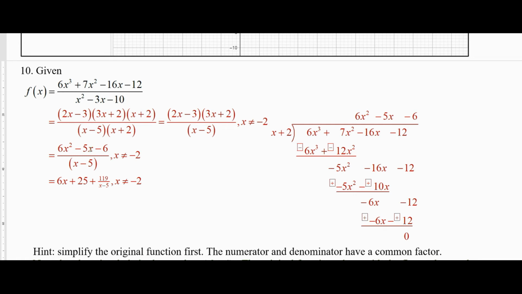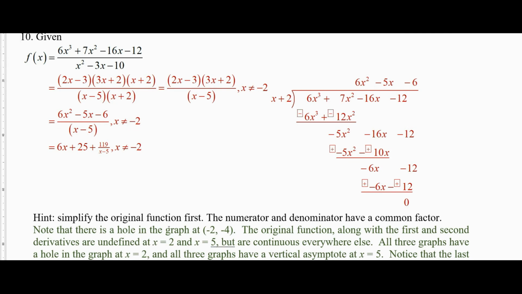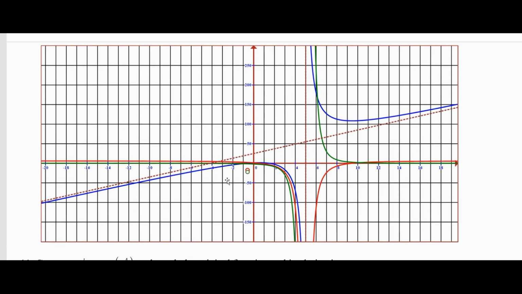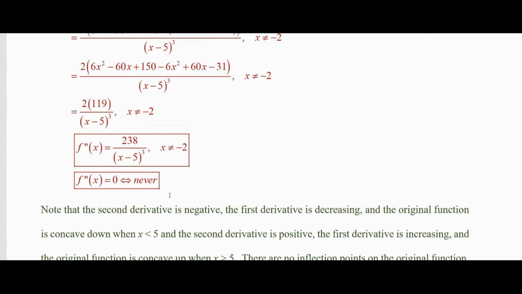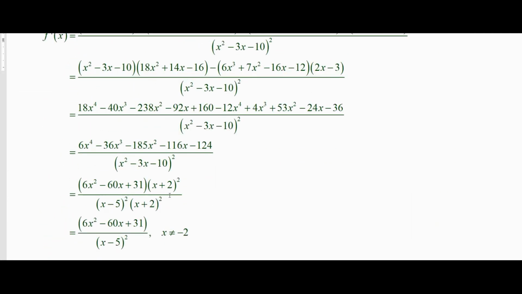24 plus 10 is 34, and then minus 6. 34 minus 6 is 28. 28 divided by negative 7 is negative 4. Okay, so that says that negative 2, negative 4 is the limit point. It's a hole in the graph. So we should see that on the graph right there. Hole in the graph. All right, going back up here.